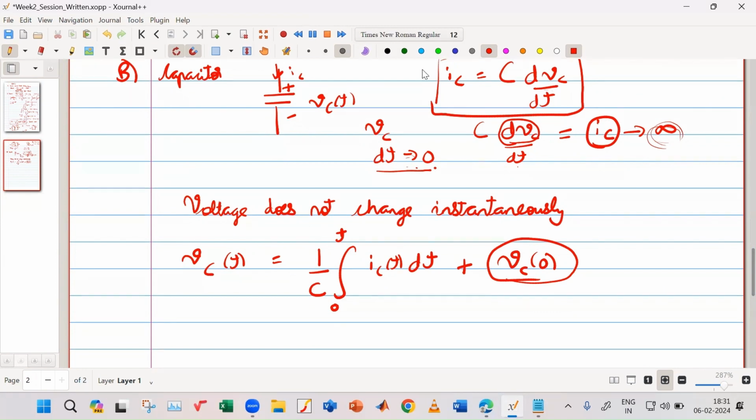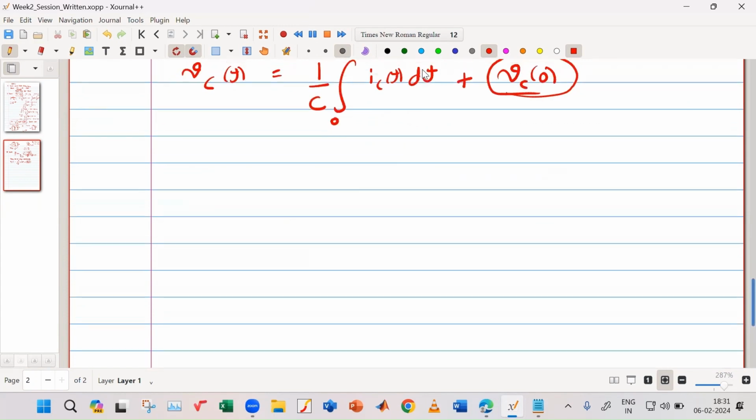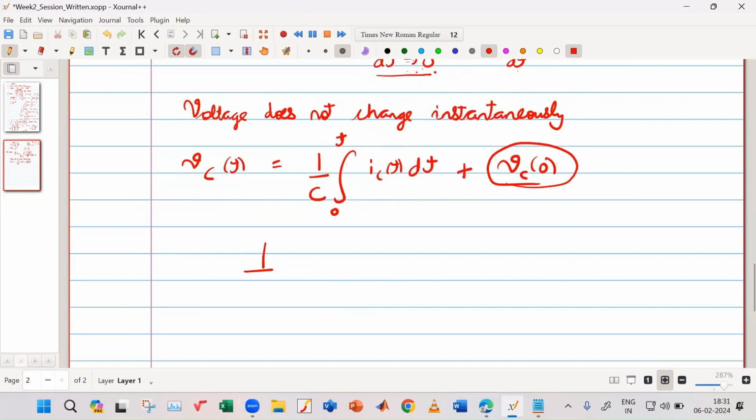Then someone was asking a doubt about charging and discharging. Is it Kota you're asking, right? So if you see, this is a capacitor. Say it has a voltage of 5 volt, and this is of 1 farad, assume.